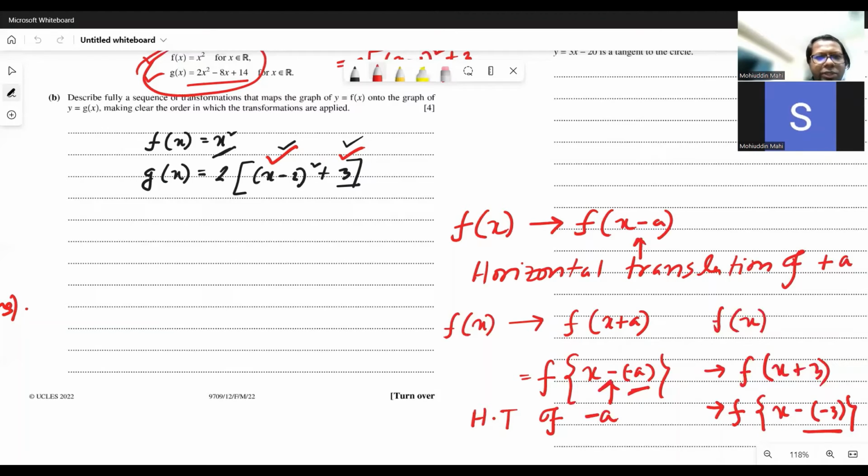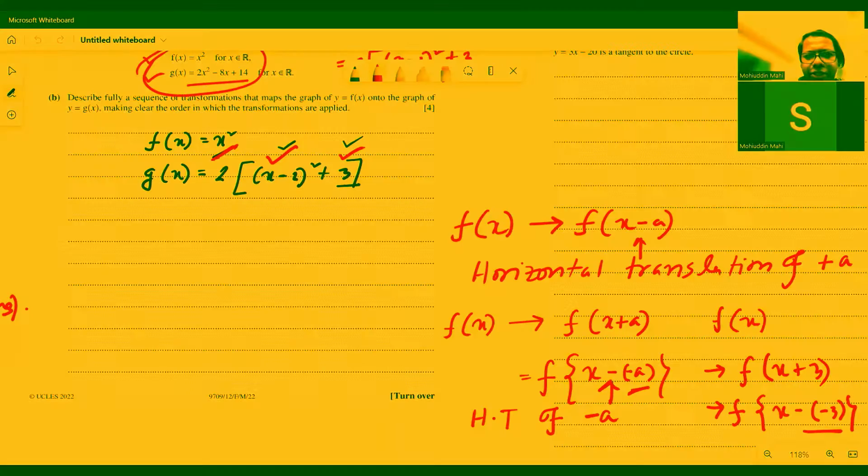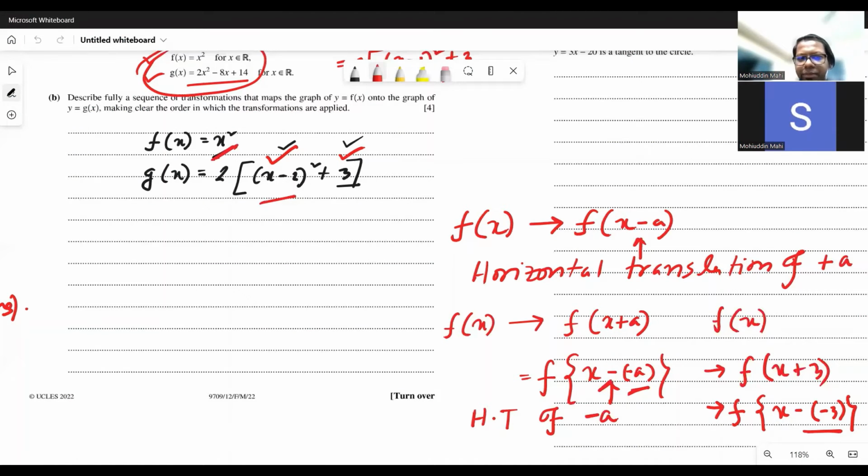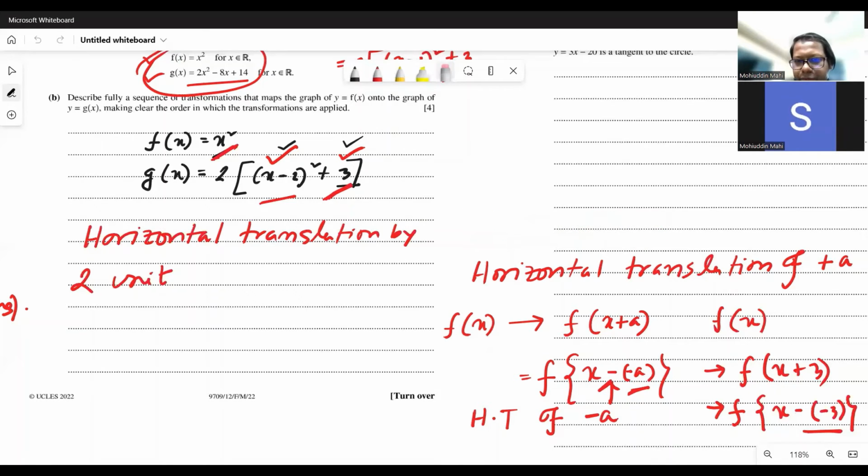Okay, so look here. At the position of x, we are getting x minus 2. So that means a horizontal translation of 2, a horizontal translation by 2 units. And this 3 is actually a vertical translation. This is vertical translation, so let me explain it a little bit.